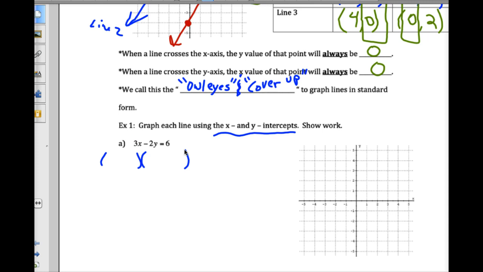Everybody put 2 blank points. The first point is going to be the x-intercept, the second point is going to be the y-intercept. You put zeros in the middle. And that's why we call it the owl eyes. Remember? Put zeros in the middle.